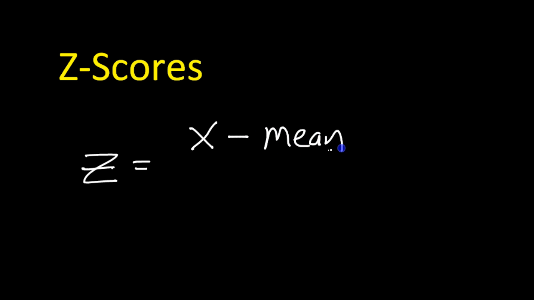The formula for z-score is that the z-score value is the original value minus the mean, divided by the standard deviation.